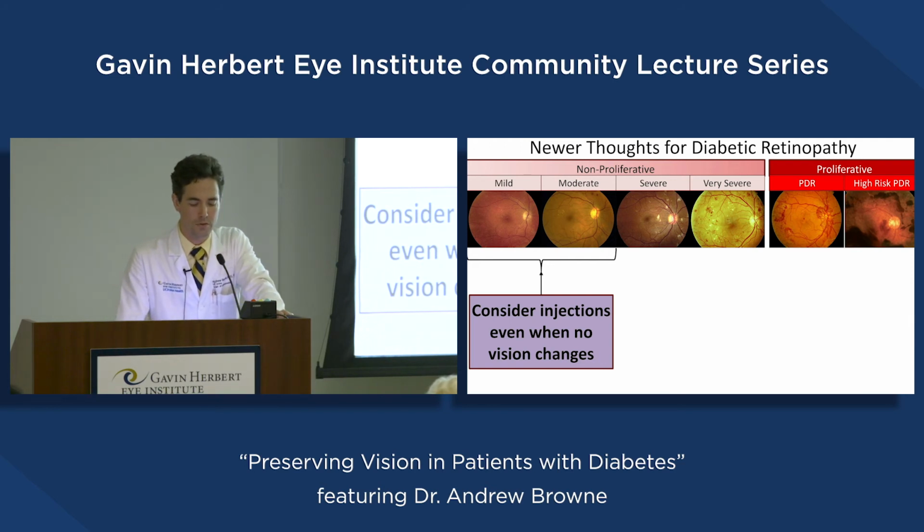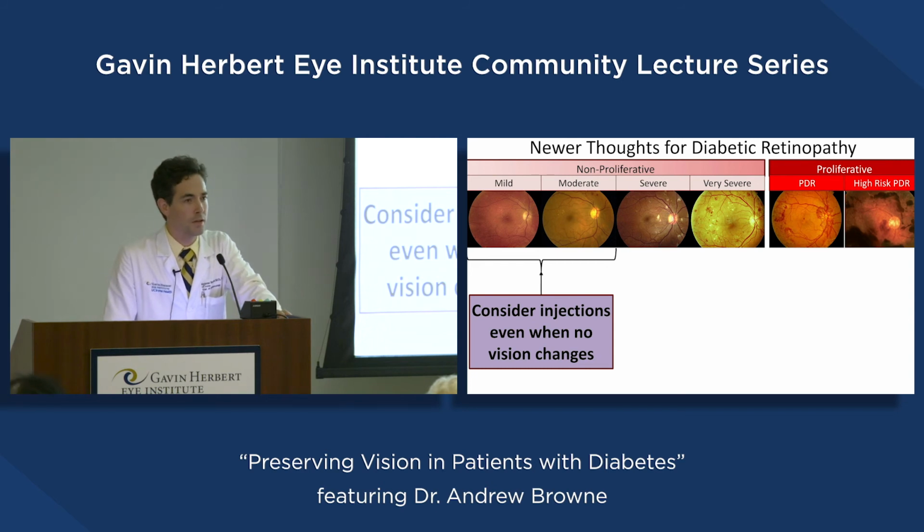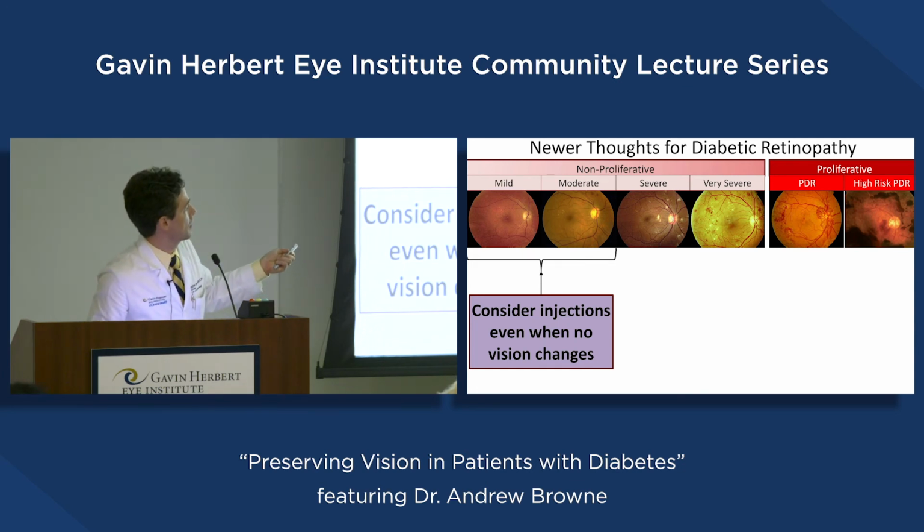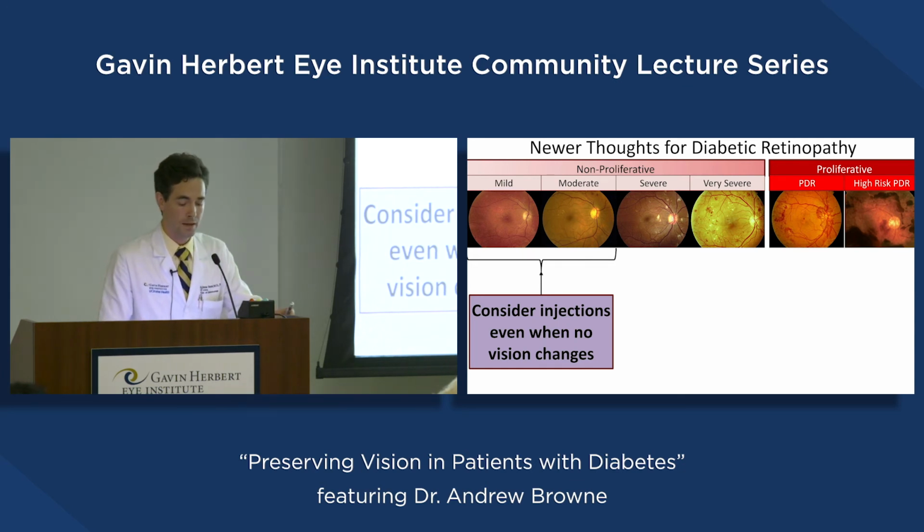So in terms of newer thoughts for diabetic retinopathy, with these injections, some of the agents that are used for treating diabetic retinopathy have been approved for non-proliferative disease, or even people who haven't lost any vision. In other words, people who might have retinas that look pretty darn good. And that's to reduce the appearance of diabetic retinopathy when we look inside someone's eyes.